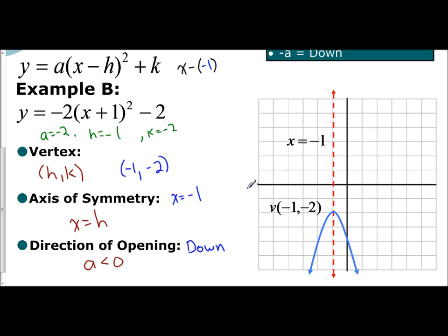So be confident and familiar with your general form, your vertex form. Maybe you want to make a note: the h value is always opposite of what you see in the parentheses. The reason it's opposite is because the vertex form has x minus h, so the opposite of what you see is your h value. That's the tricky part. Just be confident with that vertex form before you move on to the rest of the videos.